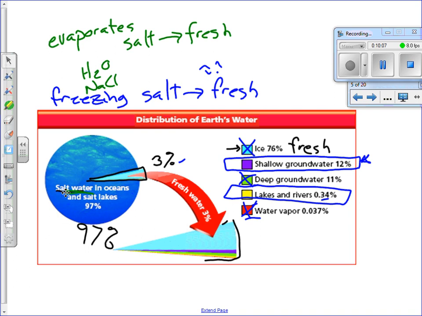Then the other question, why can't we use either the ocean water or the ice as fresh water? We can, but it takes a lot of energy to get that. So it takes energy to melt the water. It takes energy to boil the salt water to get the fresh water out of it. So we can use those.